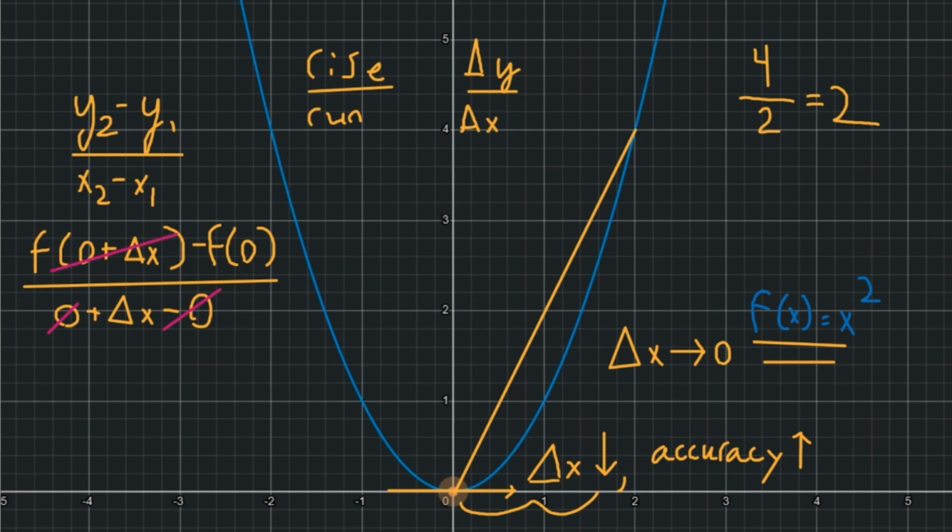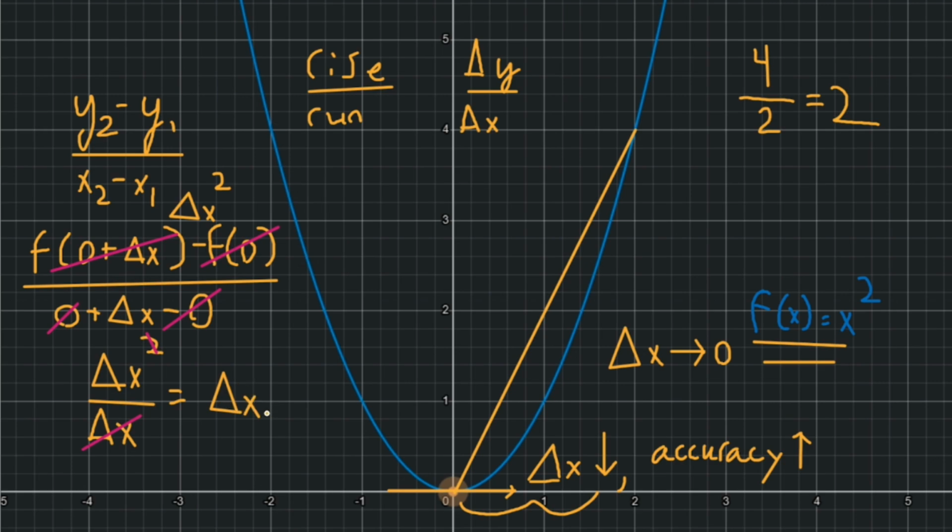So when we go ahead and take 0 plus the change in x and throw it into our function here, well, this is just going to get us the change in x squared. And then when we take f of 0 and throw it in here, well, 0 squared is just going to be 0. So this all cancels out. So what we're left with here is the change in x squared over change in x. And then we can go ahead and factor out a change in x, and that just leaves us with the change in x.